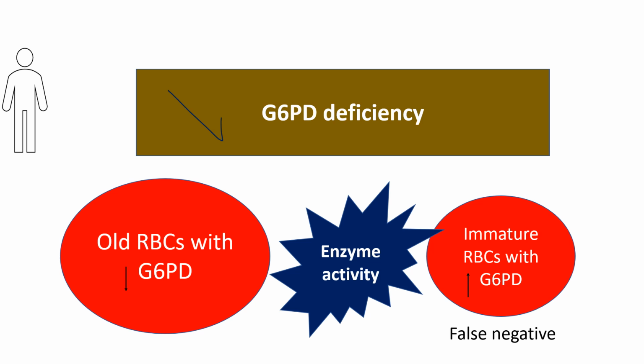G6PD deficiency is the most likely diagnosis, even with negative enzyme activity. Why? Because this test was done at the wrong time, during active hemolysis. During active hemolysis, most of the red blood cells with deficiency of G6PD are already destroyed. So when you do this test during this time, it will give you false negative results. Why? Because the body will compensate to produce more immature red blood cells, more reticulocytes, and these cells have increased G6PD enzyme. So this will give you false negative results. So the best time to do the testing for G6PD is during remission, not during active hemolysis.